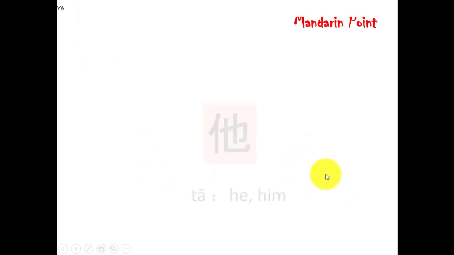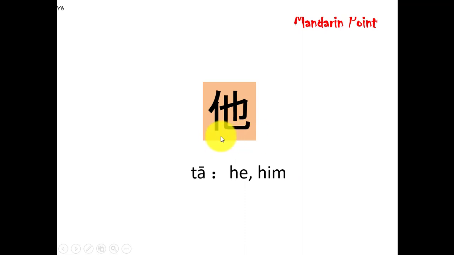The next character is 他, meaning he or him. Let's decompose it. On the left side, as usual, it is ren, a radical that indicates this character is related to person or people. And on the right side, we have ye, meaning also. So both of these characters can directly be derived from basic strokes.